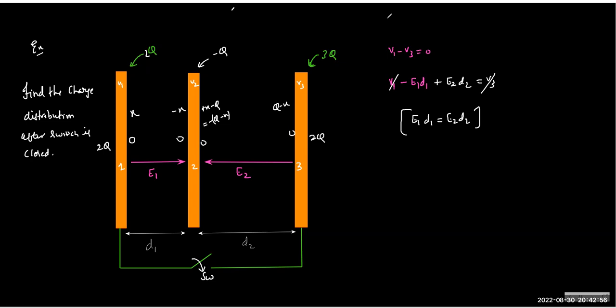Is it QD2 upon D2 minus D1? Minus. I doubt minus. What is E1 by the way? We always take the plus sign. E1 is how much? X upon... E2 is Q minus X by... Yes, yes. So AX D1 plus D2. Plus a plus D2, yes. It's QD2, right? X is QD2 upon D2 plus D1.